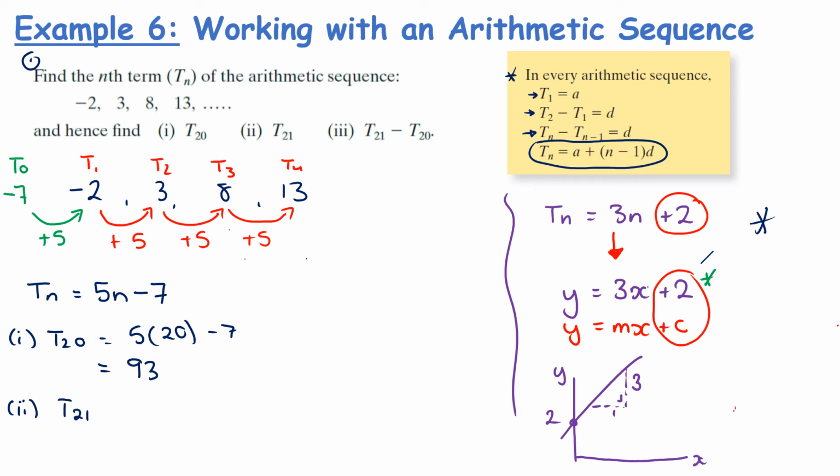But if I want to find T21, it's going to be a little bit more tricky. Except I know T20 is 93, and when I add in the common difference of 5, I should get my T21. So that means I get 98. The third question is simply asking me to calculate the common difference, because if I take a term and subtract the previous term, it should always give me the common difference, which in this case is 5.